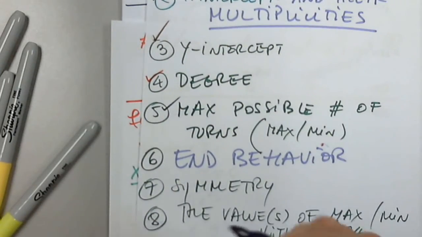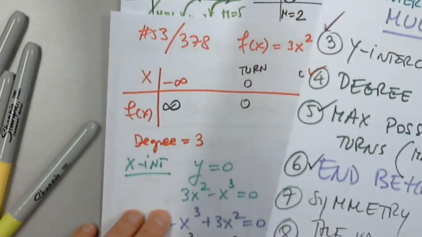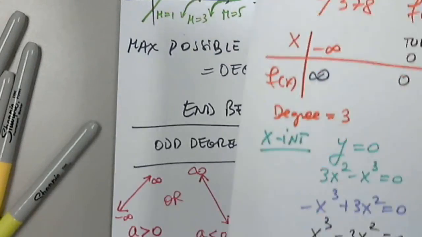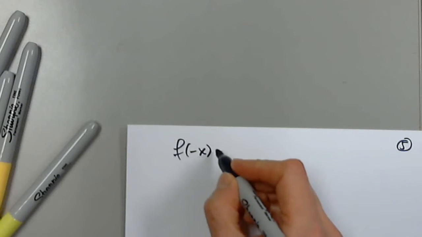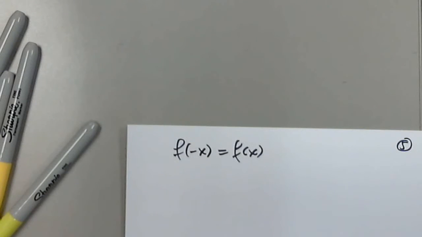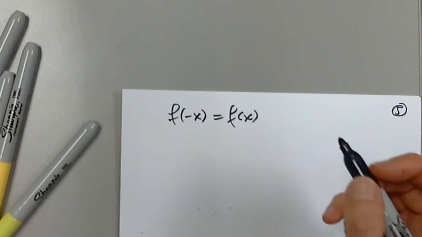Okay, that was the end behavior. We talked about symmetry a long time ago, it seems like it. And the symmetry, if you remember, f of negative x equals f of x. What type of function will that be?